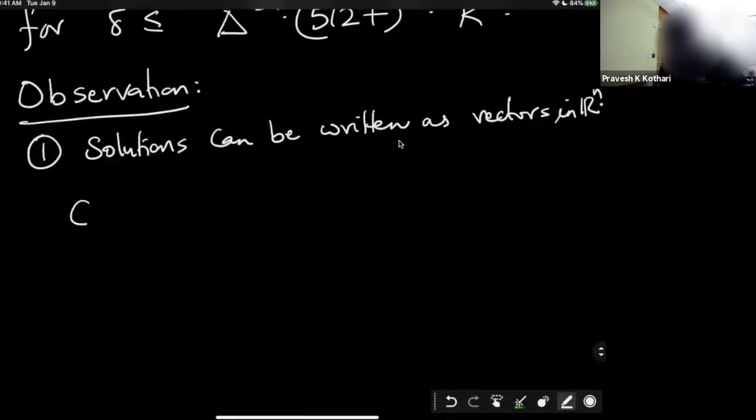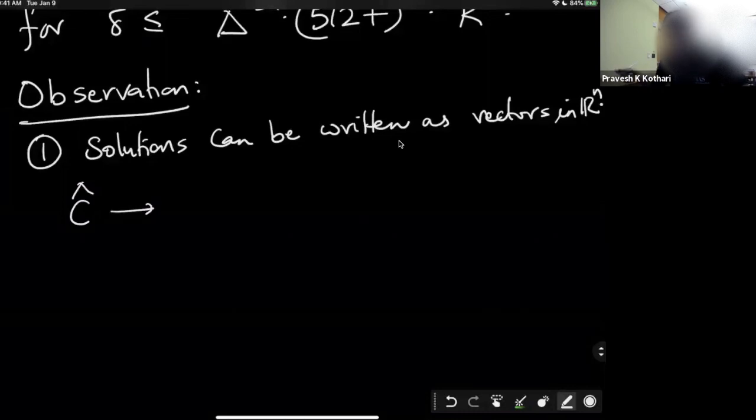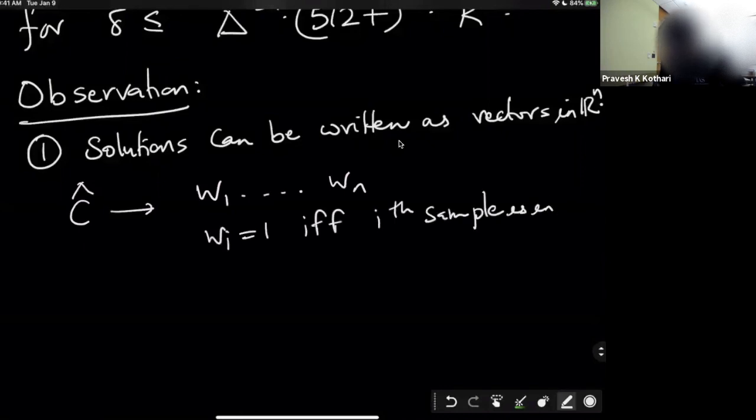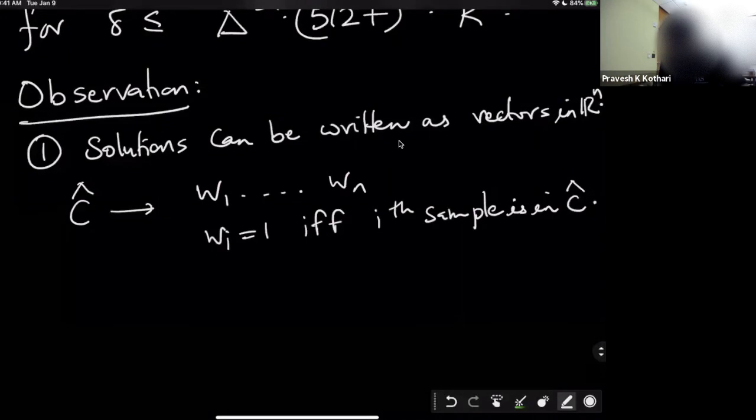Well, for every C hat, I associate to C hat the 0, 1 indicator of whether each sample is included in C hat or not. Think of the variables w1 up to wn, where wi is 1 if and only if the ith sample is in C hat. So you agree that I can at least think of the solutions I'm hunting over as n dimensional vectors. They happen to be just 0, 1 coordinate vectors, but certainly vectors in R^n.